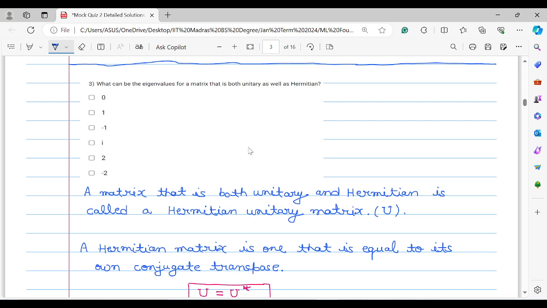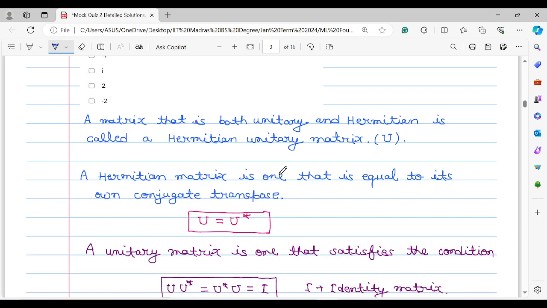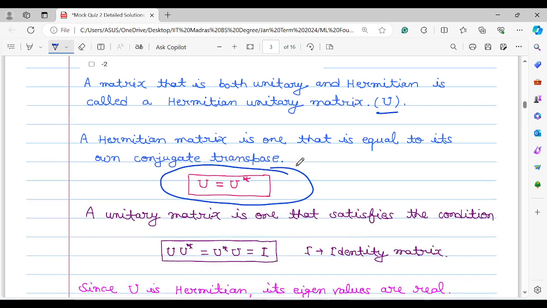What can be the eigenvalues for a matrix that is both unitary as well as Hermitian? A matrix that is both unitary and Hermitian is called a Hermitian unitary matrix, which we can denote with U. A Hermitian matrix is one that is equal to its own conjugate transpose. This is the definition of a Hermitian matrix. And a unitary matrix is one that satisfies the condition.